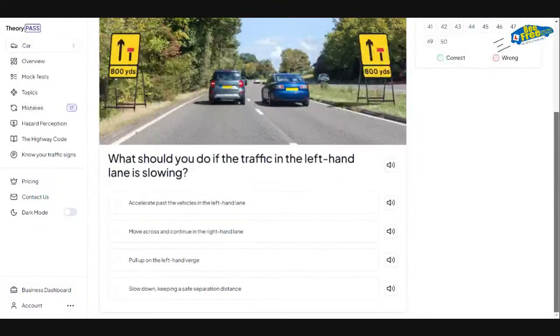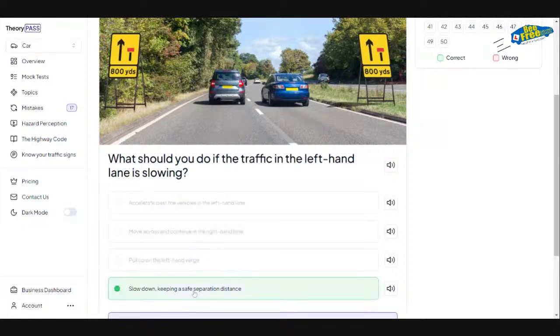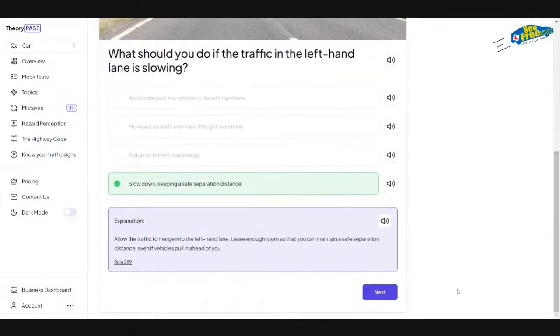So let's have a look. Accelerate past the vehicles in the left-hand lane. Move across and continue in the right-hand lane. Pull up on the left-hand verge, slow down. We're just going to use the left-hand lane. The right-hand lane's closing. There's going to be more traffic in that left-hand lane. Just slow down and keep a good distance away. That's all you're going to do.